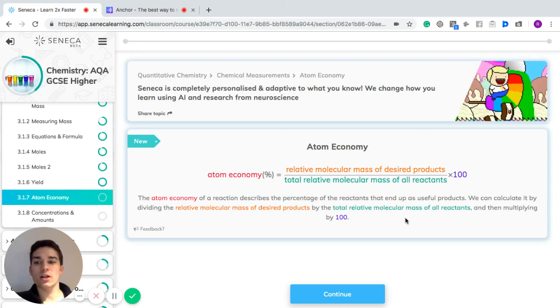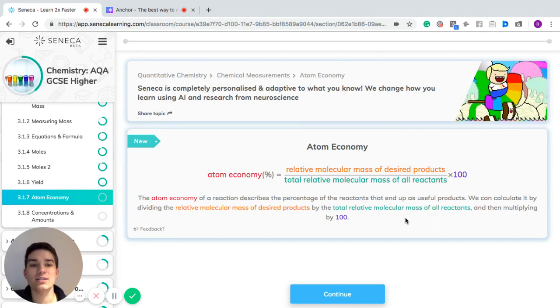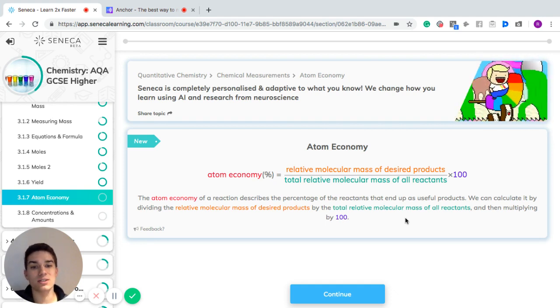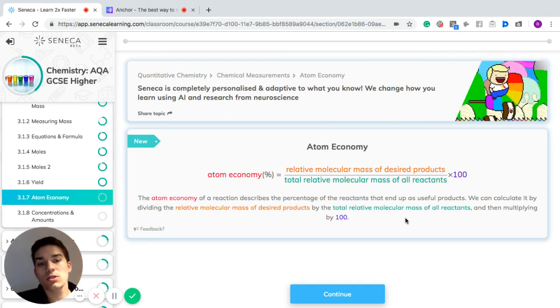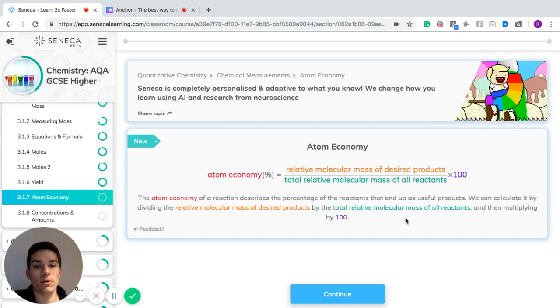So in this episode, we're going to look at atom economy. Now, the atom economy of a reaction describes the percentage of the reactants that end up as useful products. To calculate it, we can divide the relative molecular mass of the desired product by the total relative molecular mass of all reactants, and then multiply by 100.